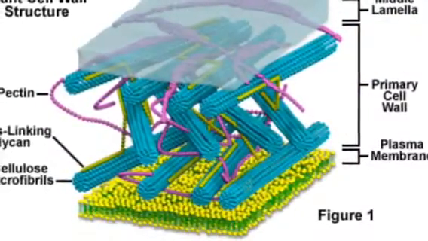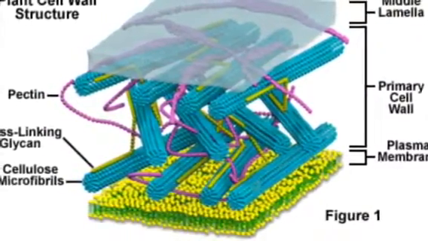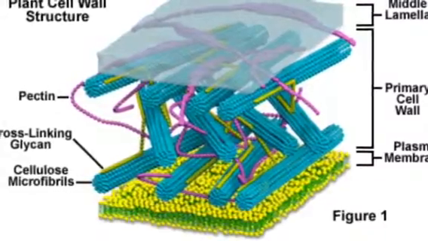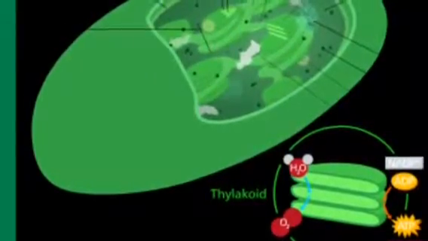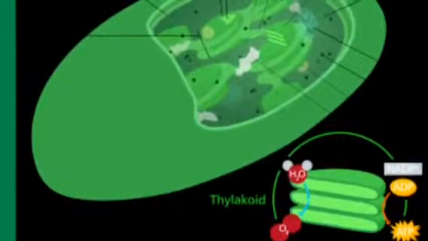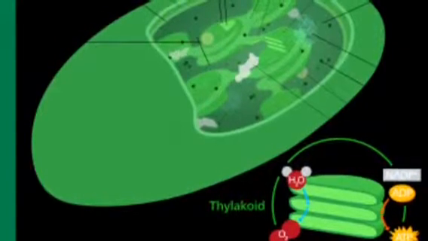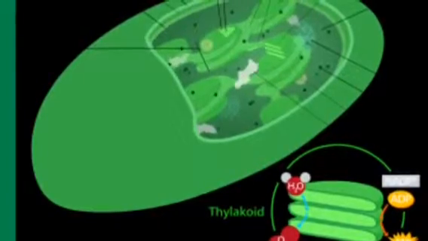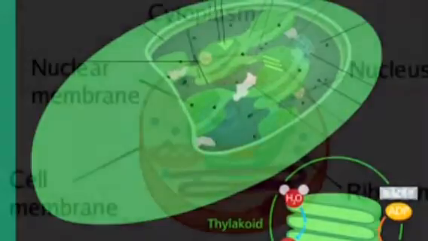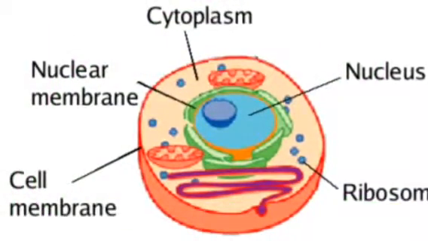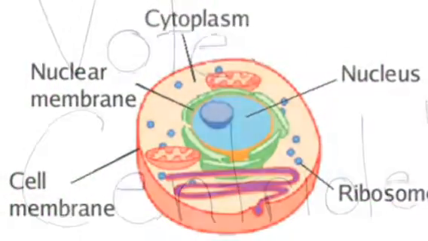The cell wall surrounds the cell membrane and provides the cells with structural support and protection. Chloroplasts are organelles found in plant cells and eukaryotic algae that conduct photosynthesis. Chloroplasts absorb sunlight and use it in conjunction with water and carbon dioxide gas to produce food for the plant. The cytoplasm is a jelly-like fluid that fills the cell.